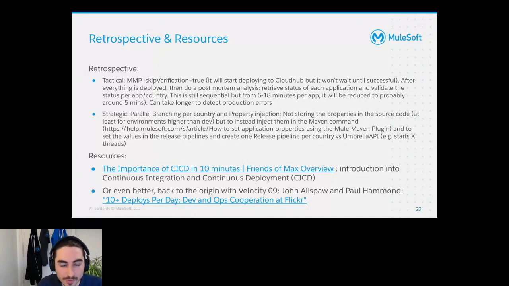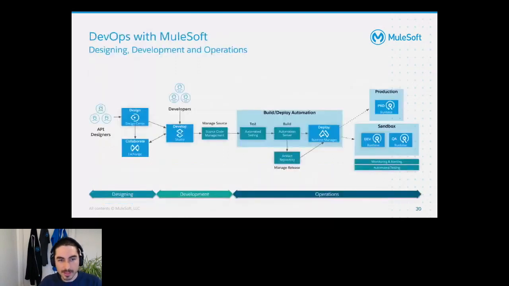It's 12 years old and it's still up to date in some aspects. It's the pace of what DevOps is today. With that, we close the case study.